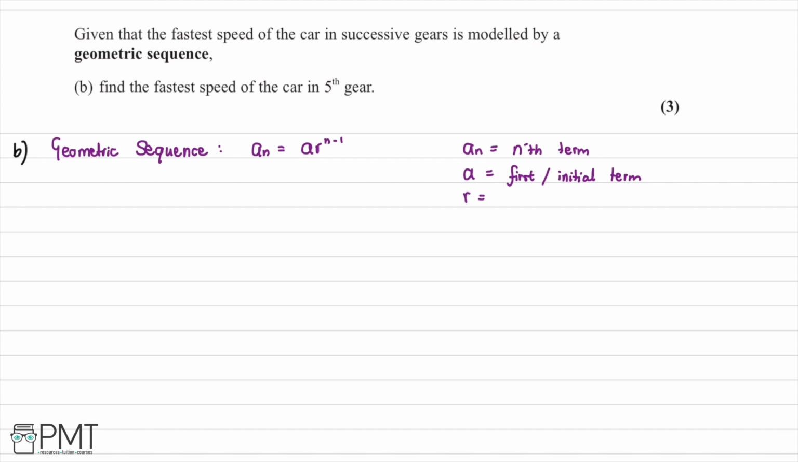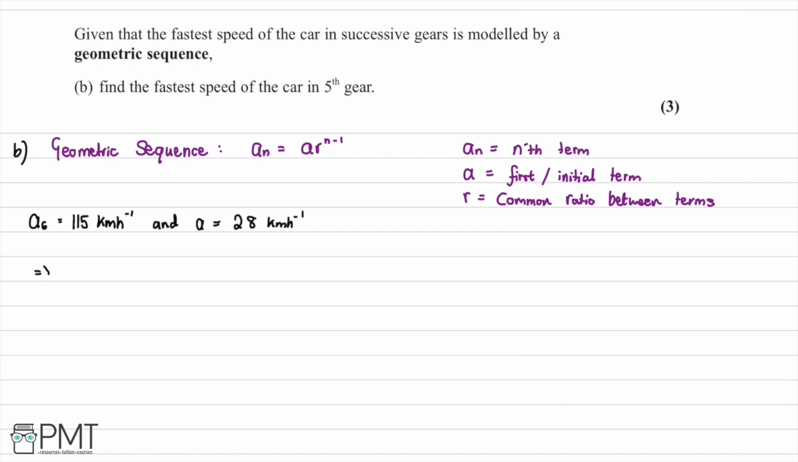In the same way as the arithmetic sequence, we know that an is going to be the nth term. We know that a is going to be the first or initial term, but this time we have r instead of d. So we need to think, what is r? So r, rather than being the difference, is going to be the common ratio between terms. So in our case, as in part A, a6 is going to be equal to 115 kilometers per hour, and a is going to be equal to 28 kilometers per hour.